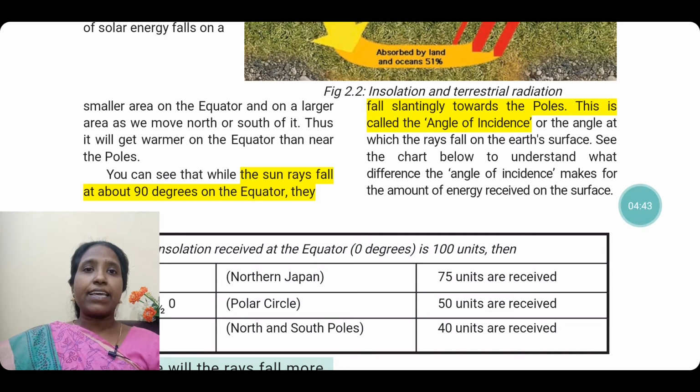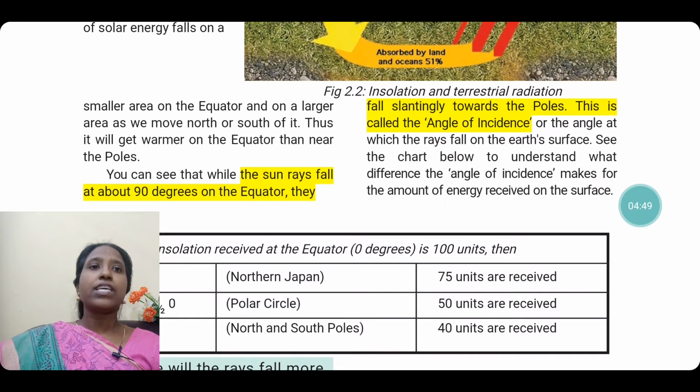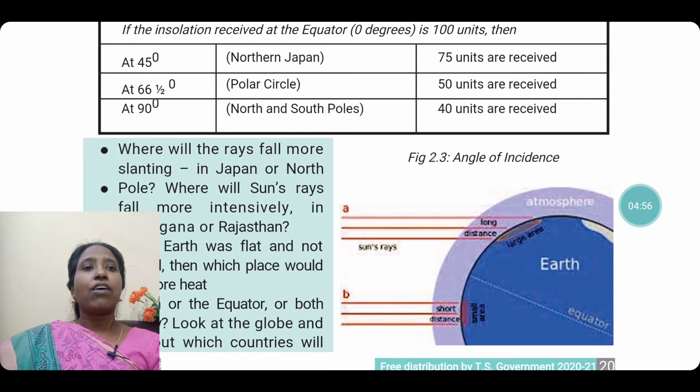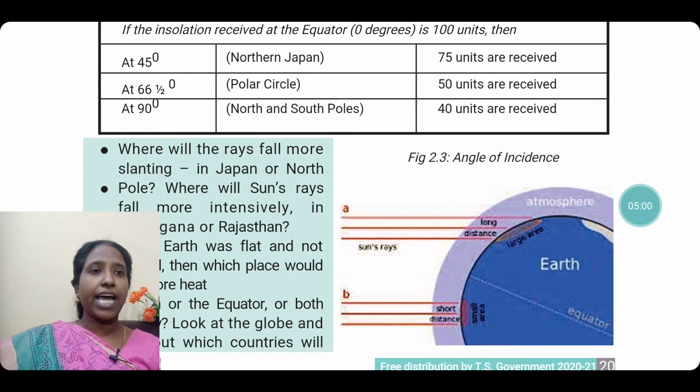Okay, the sun rays fall at about 90 degrees on the equator. They fall slantingly towards the poles. This is called angle of incidence. So as you see in the picture here, the sun's rays fall directly on the equator, whereas the same ray of sun has to go till the pole. So it goes at an angle.